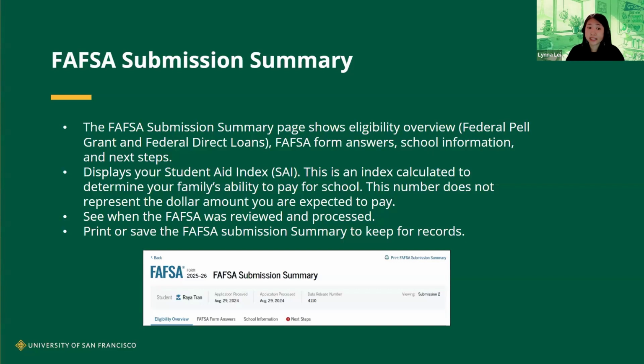Students might need the student aid index sometimes to apply for scholarships, so that's a good number to keep on hand. Okay, and then you can see also when the FAFSA was reviewed and when it was processed. You may print and save the FAFSA submission summary to keep for your records. Of course, if you don't do that, you can always log back into your student aid account and access the FAFSA submission summary at your leisure.